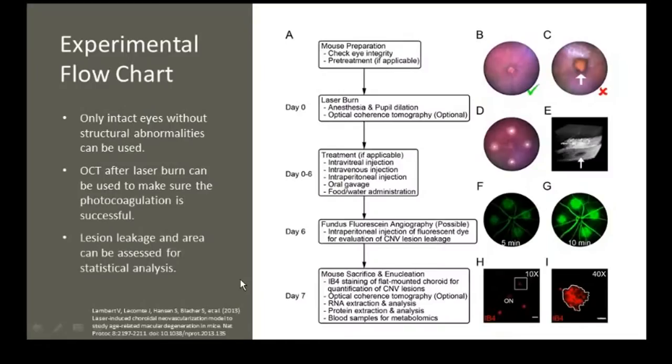Here is a brief experimental flowchart for the laser-induced CNV mouse model, modified from the Nature Protocols paper by Vincent Lambert. I will discuss the detailed information step by step later. First, the integrity of the mouse eye should be checked. Only intact eyes without any structural abnormalities can be used. The abnormal structure will influence the efficiency of the laser photocoagulation. After the integrity check, the mice can be pretreated if needed. Next is laser burn. After anesthesia and pupil dilation, laser burns will be induced.